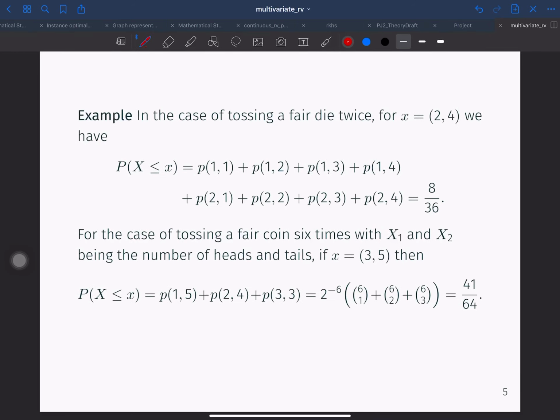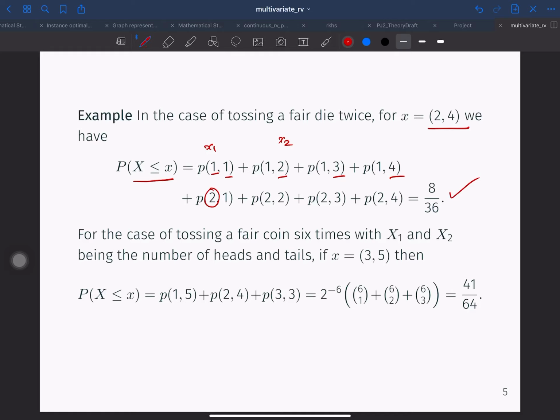So for example, let's go back to our fair die once more. If we look at 2 and 4, then the probability that X1 is less than little x1 and X2 is less than little x2, in this case 2 and 4, is given by: the first X1 could take on either the value 1 or 2, and then X2 could take on the value 1, 2, 3, or 4. So in total, we have 8 over 36.